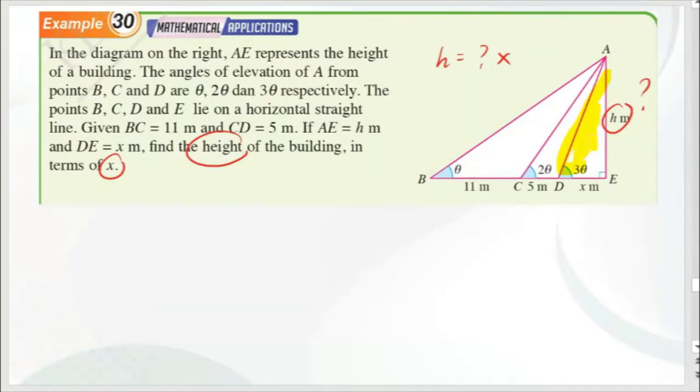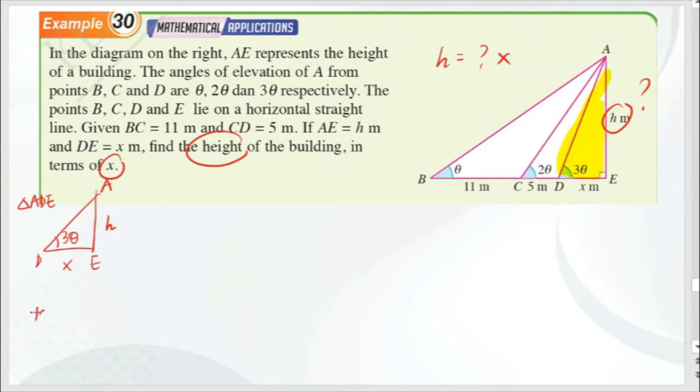So look at the first triangle, ADE, the yellow color one. Okay, we will look at ADE. How are we going to solve the question? We solve it one by one. So look at the first one. The angle is 3 theta, in triangle ADE. Then the length of DE is x, and the length of AE is h. So from here, the shortcut is TOA, tangent equals opposite over adjacent.